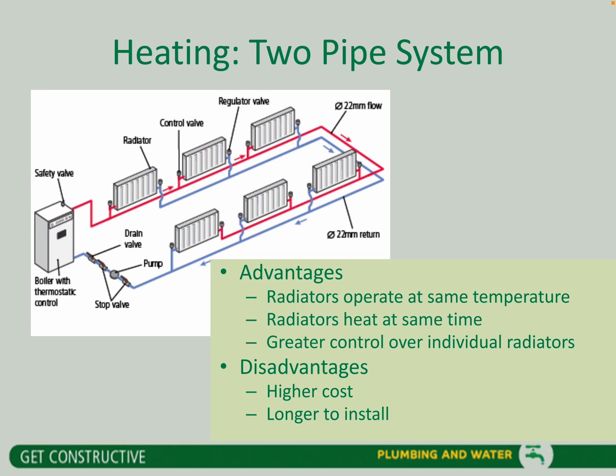This means radiators operate at the same temperature. Every single radiator starts heating at the same time. It also allows for greater control over individual radiators. You can close off your control valves, and once those control valves are closed off, you can change the temperature of your radiators. The disadvantage of this is obviously it's going to cost more. More pipework and more labour means increased cost. That also means it's going to take longer to install. But the benefits generally outweigh the disadvantages of this system.